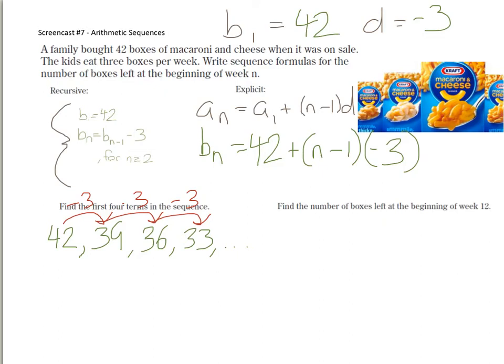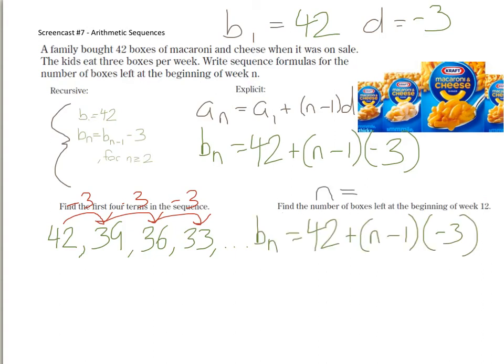So we're going to use that one for this last part here, in which it says to find the number of boxes left at the beginning of week 12. To solve this last part, all we need to do is recognize that if we're finding the number of boxes left at the beginning of week 12, well, now we know, since n represents any number of week, we know n is equal to, of course, 12.